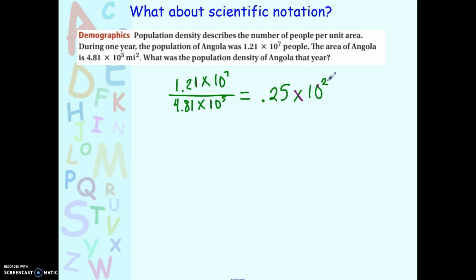But that's not in scientific notation because there's not one number in front of the decimal. So I'm going to move this over, and since I'm going from smaller to larger, I'm going to subtract 1 from my exponent. So now I have 2.5 times 10 to the 1st. And that is my answer for the population density of Angola that year.